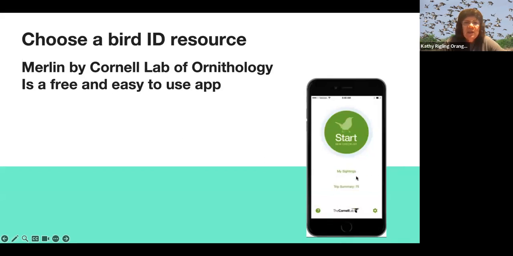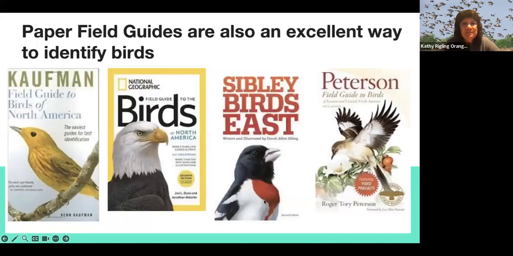So if you're going to do a bird count, you want to have something you can use to identify the birds. So Merlin is an awesome app. It's created by the Cornell Lab, and it is free. And it's been around for a while, so they've actually fine-tuned it. It's even better than it used to be. You don't have to use it though, but it's definitely great.